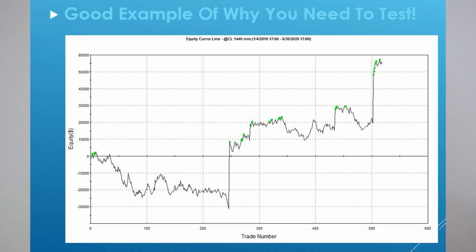And the neat thing is you can use tons of different entries when you just use them as exits. Here's an example with that same strategy with using ADX, which is a trend indicator, and just using that as an exit. Whenever the ADX says we're not trending anymore, you get out of the trade. And look at the results with that. So those are just a couple examples.